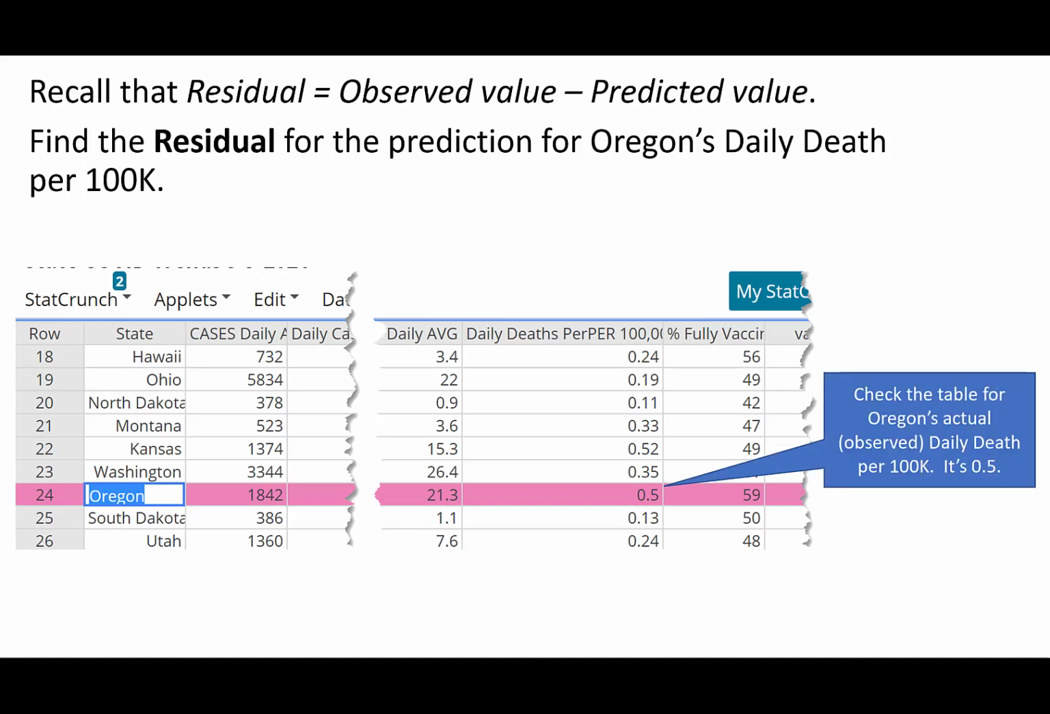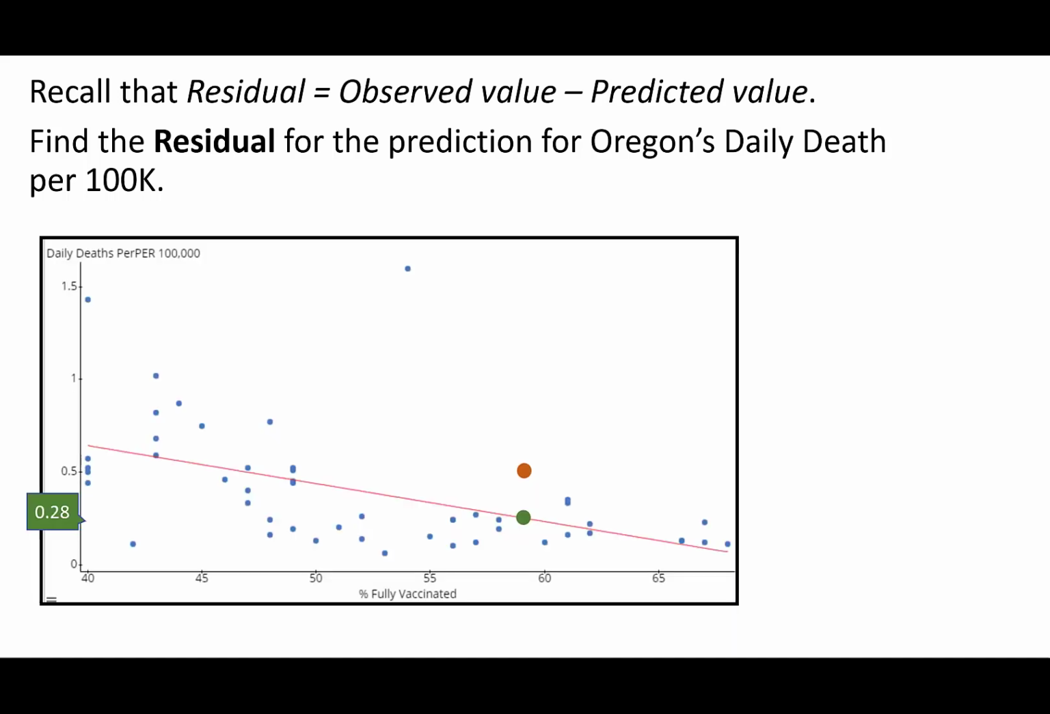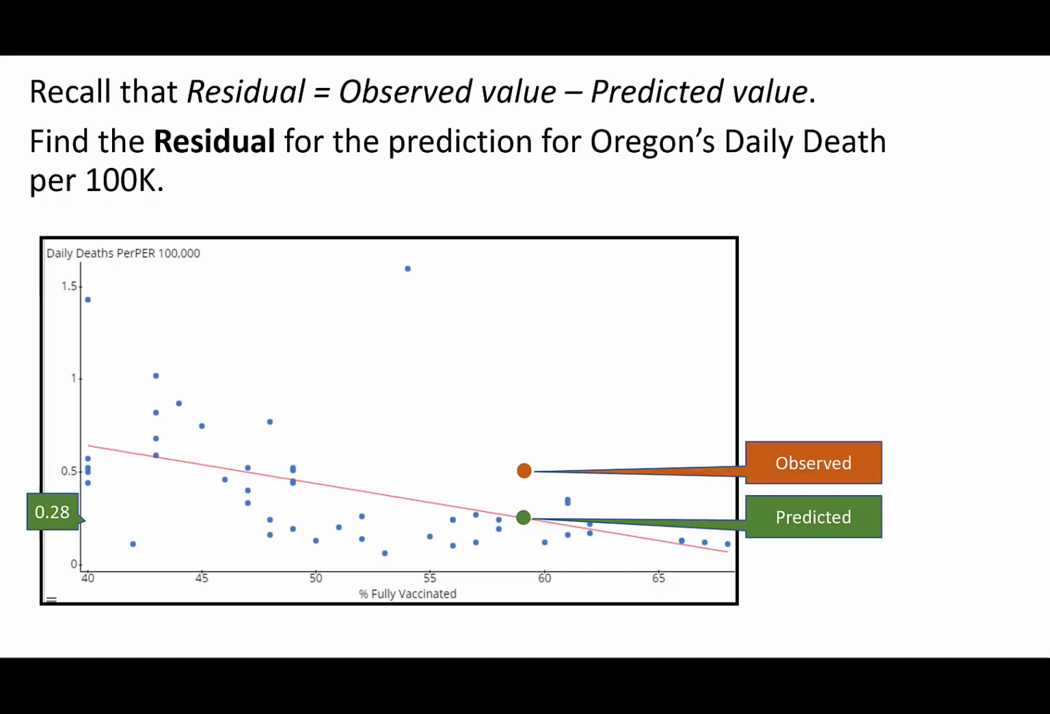So we're going to look at this. You go back to the data set, look at the table, and peel that value off. It's 0.5. And so again, there it is on the graph. It's at 0.5. We have the predicted value. That was already there. And then there's our observed value. And the residual is just that difference.